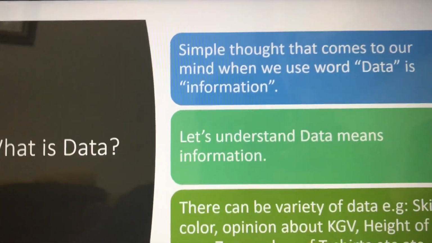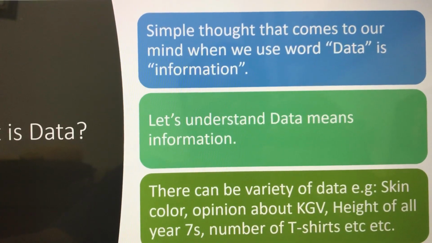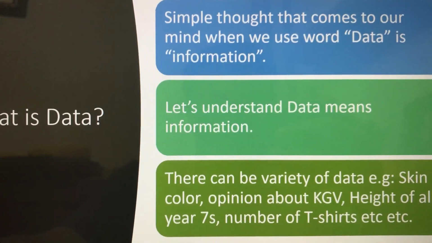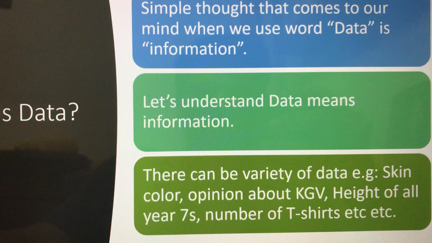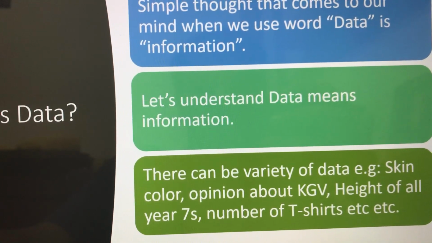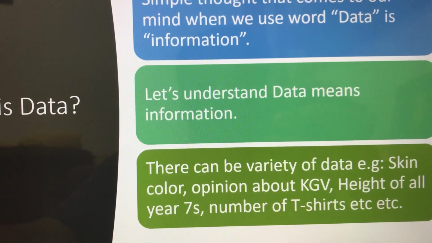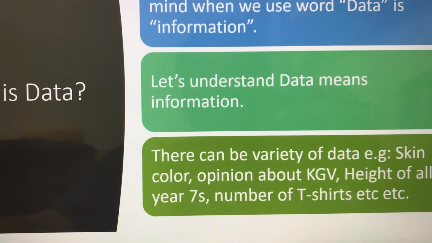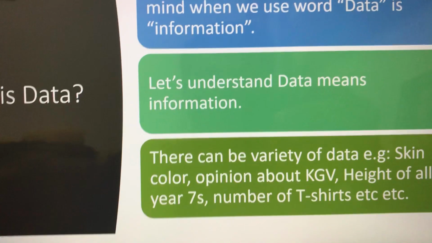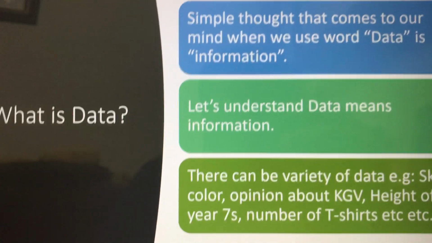What is data? When we say data, the first thought that comes to our mind is data means information. Fine, let's say data is information. But then there is variety of data. Example, let's say skin color or opinion about KGV or height of all the year 7 students or the number of students analyzed for various classes, or let's say the number of t-shirts each student has. So there can be variety of data. Let's try to understand further about it.